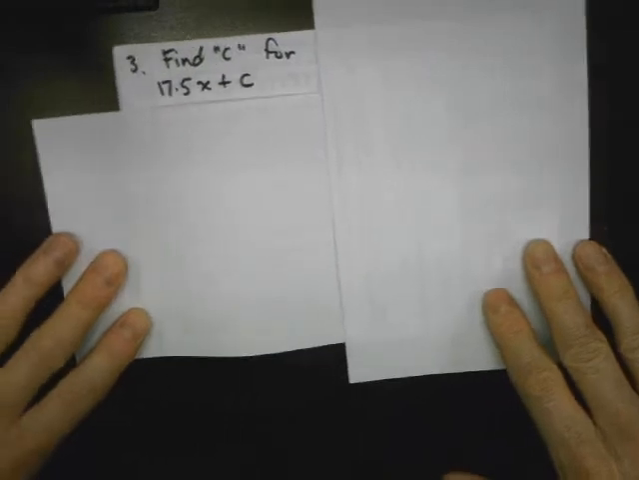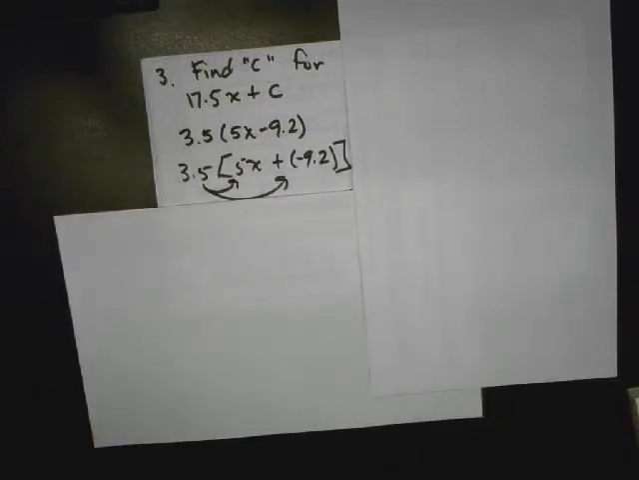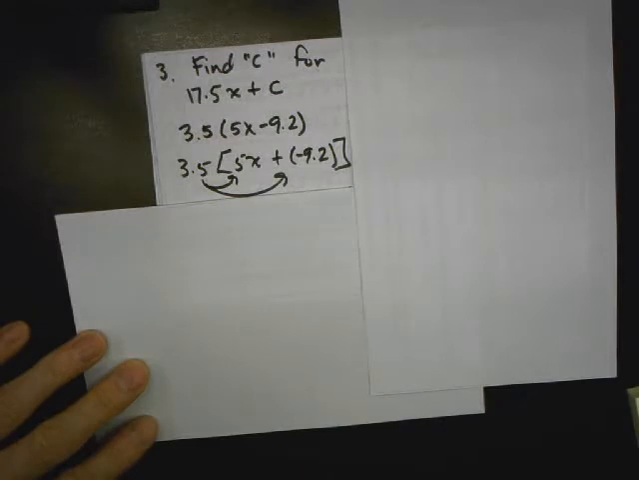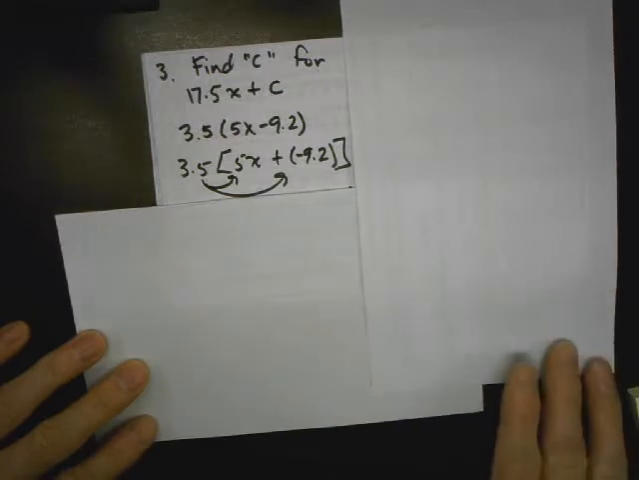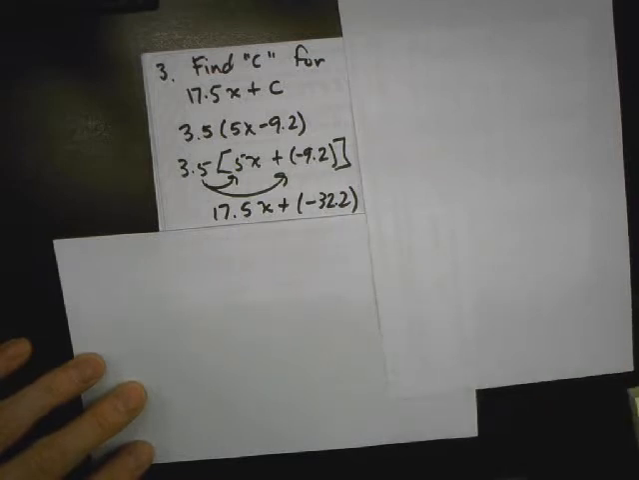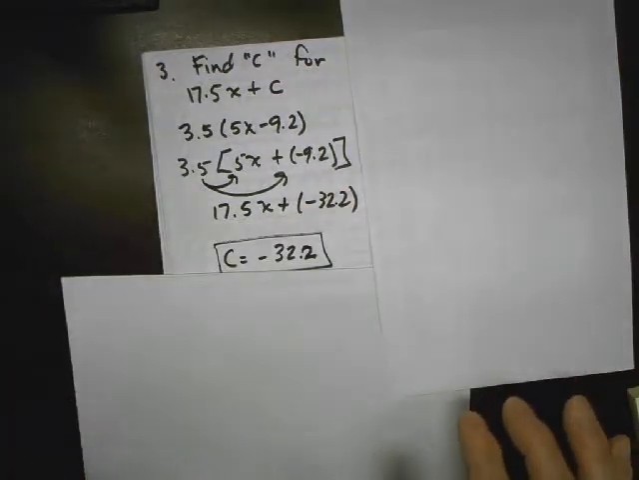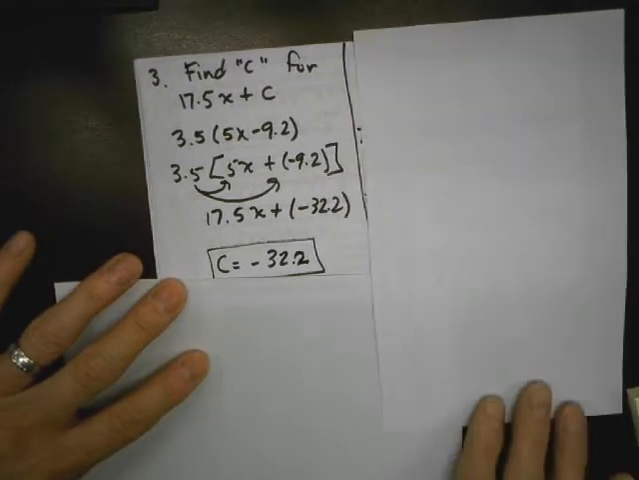So what you have to do is take the algebraic expression they give you and then simplify it. In other words, distribute, combine like terms, but in this case we're just going to distribute. We do the rule for subtraction first. Add the opposite. 3.5 times 5x is 17 and 5/10 x, and 3 and 5/10 times negative 9 and 2/10 is negative 32 and 2/10. So what goes here for c? Well, negative 32 and 2/10 goes there. That's the answer to this problem.